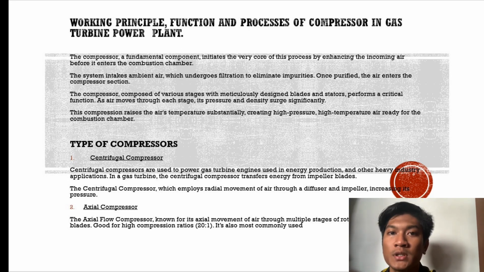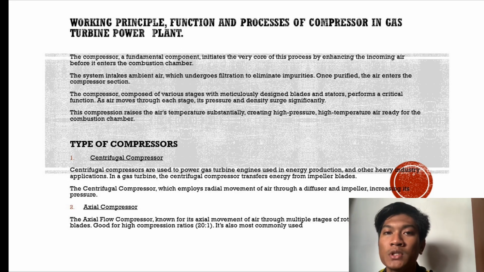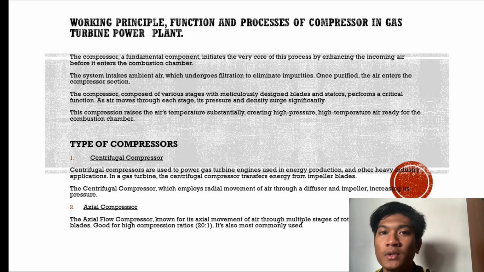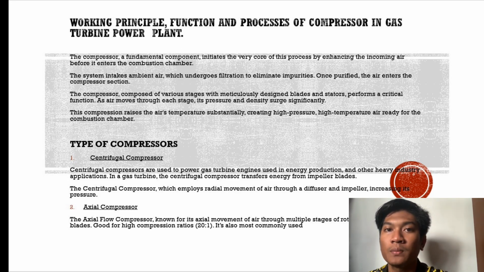Types of compressor. One, centrifugal compressor. Centrifugal compressors are used to power gas turbine engines used in energy production and other heavy industry applications. In a gas turbine, the centrifugal compressor transfers energy from impeller blades. The centrifugal compressor, which implies radial movement of air through a diffuser and impeller, increases its pressure.